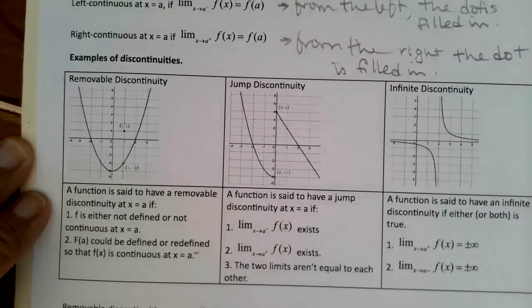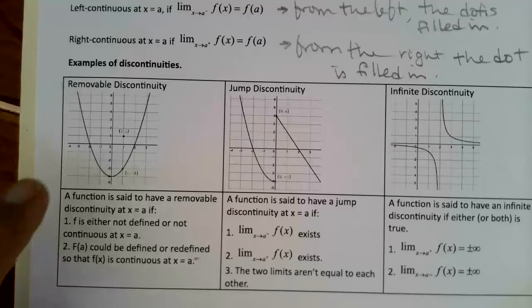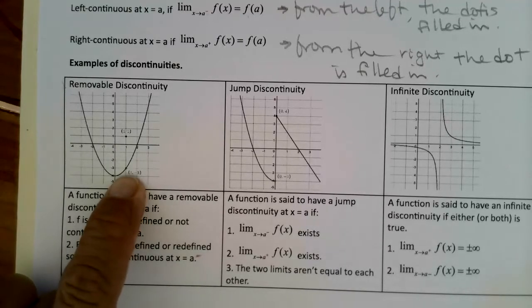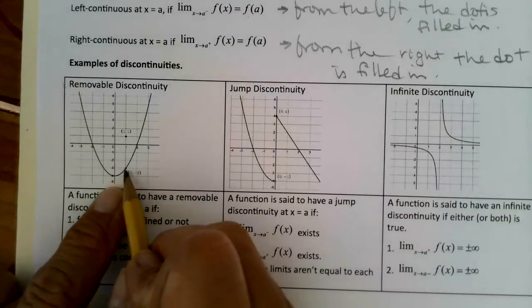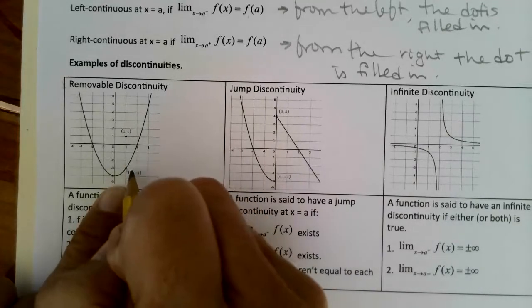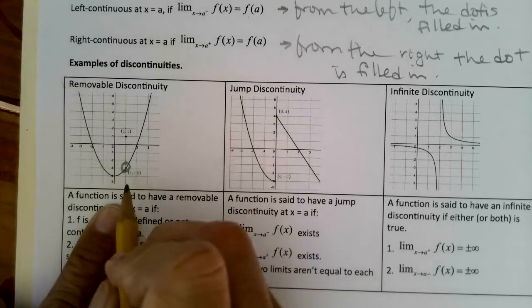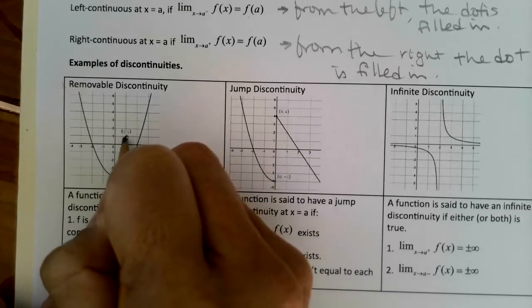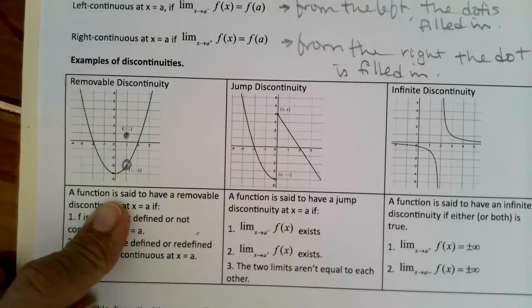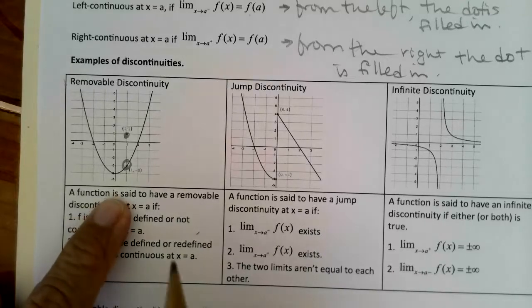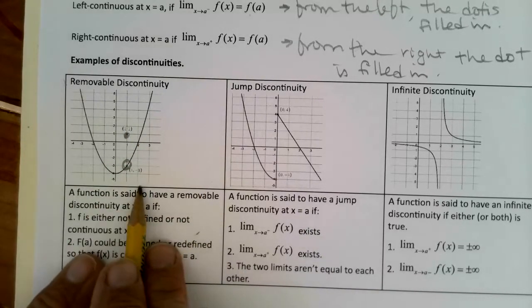So there are three types of discontinuities that we'll talk about. The first one is a removable discontinuity, and I couldn't make this open circle bigger, but there's an open circle down here at (1, -3). So that's an open circle, and then it got filled in up here at the point (1, 1). Okay, so this is called a removable discontinuity.